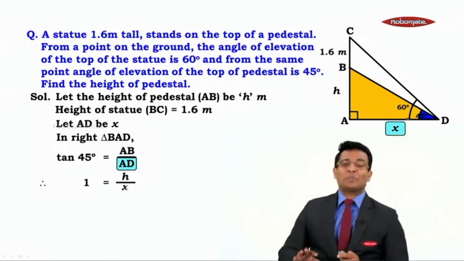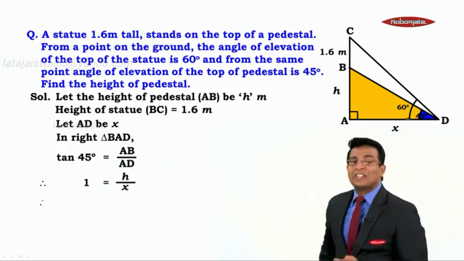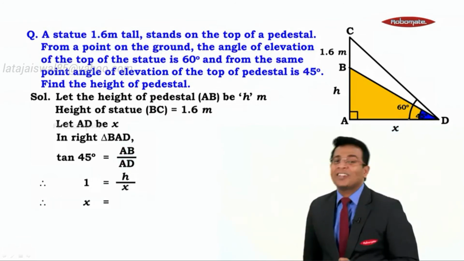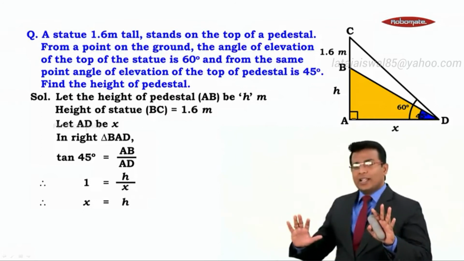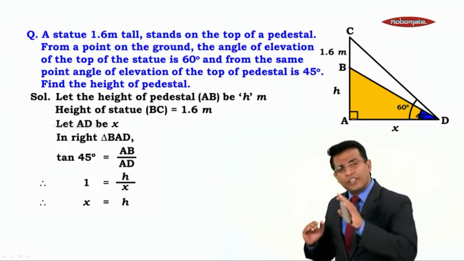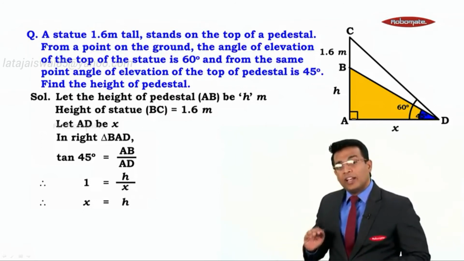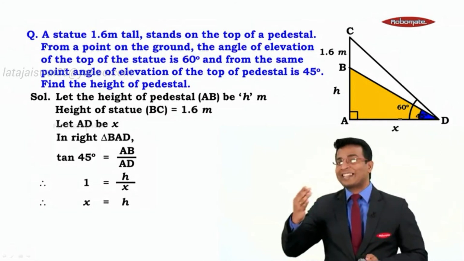So now we cross multiply. We get x is equal to h. So we came to know here that x and h are equal. Wasn't that easy? Simple. You got up to this point where we say that x and h are equal. Now this information is going to help us for the next right angle triangle.